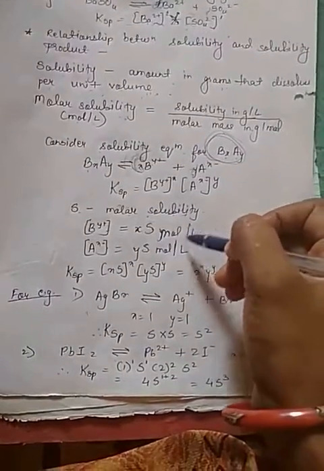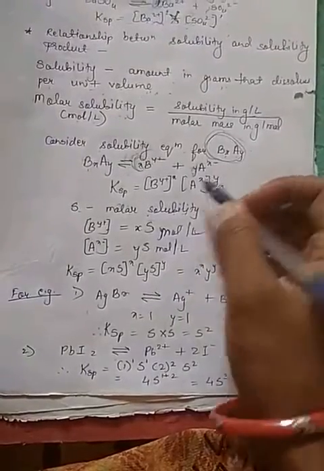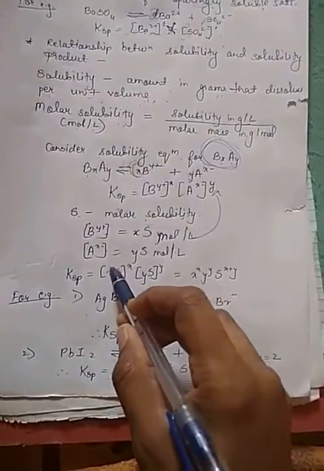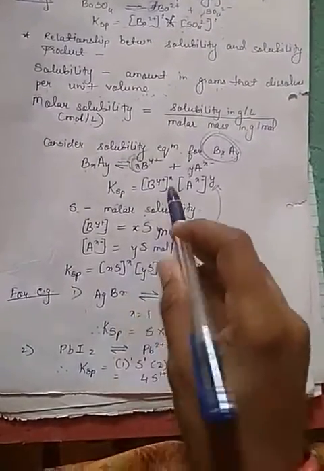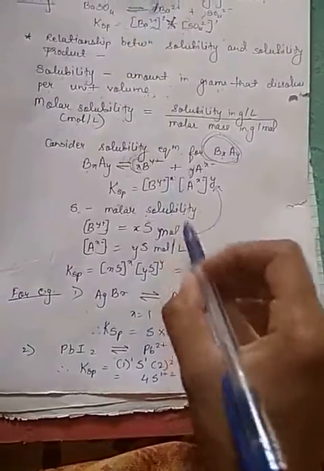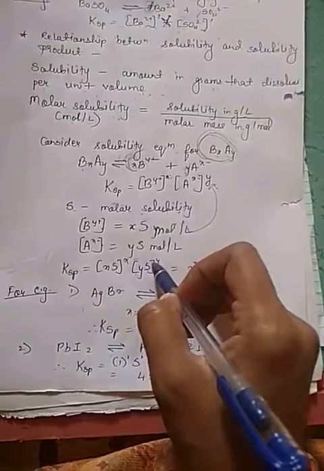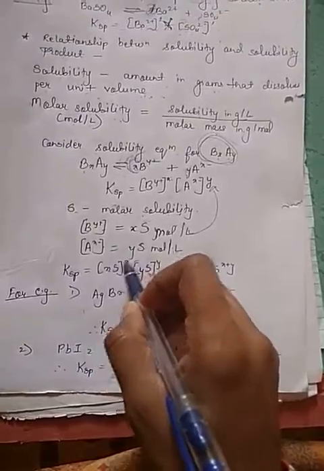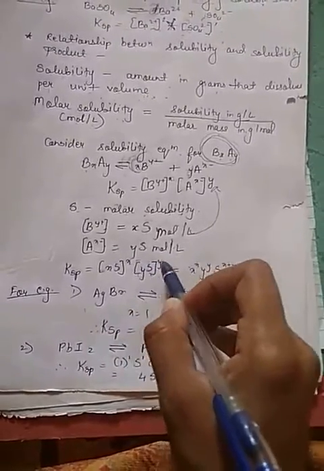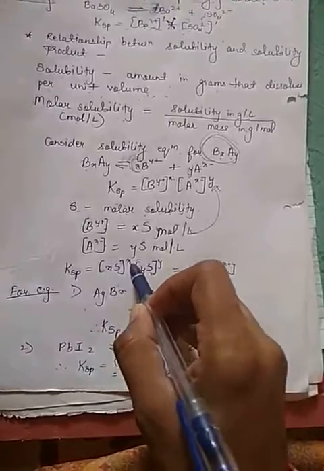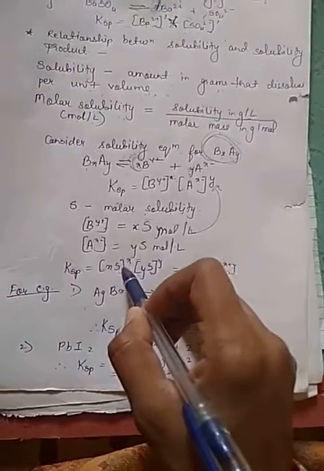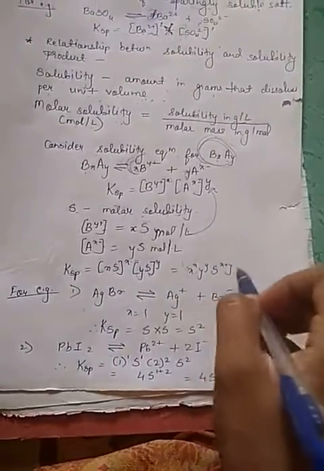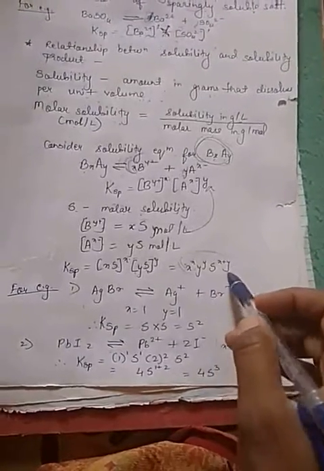So when you substitute these two values in the above equation, instead of B raised to Y plus, it becomes X into S, the concentration of X into S raised to X. X raised to X remains as it is because this is the coefficient, into the concentration of Y into S raised to Y. If you separate these terms, this becomes X raised to X, Y raised to Y, and here S raised to X and S raised to Y. When it is S raised to X into S raised to Y, it comes out to be S raised to X plus Y. This is the mathematical formula, or notation, which you must be studying in mathematics also.